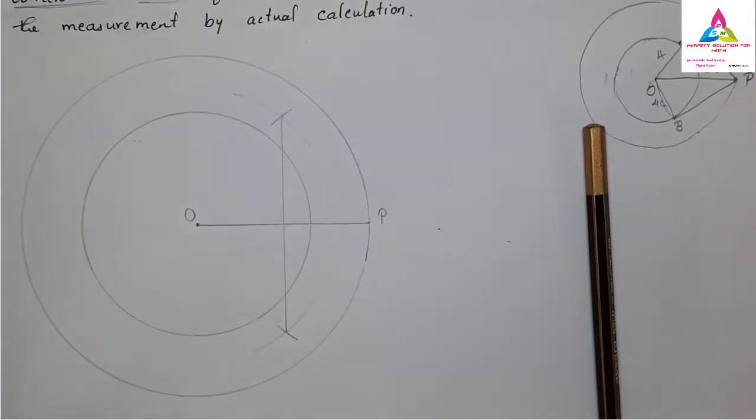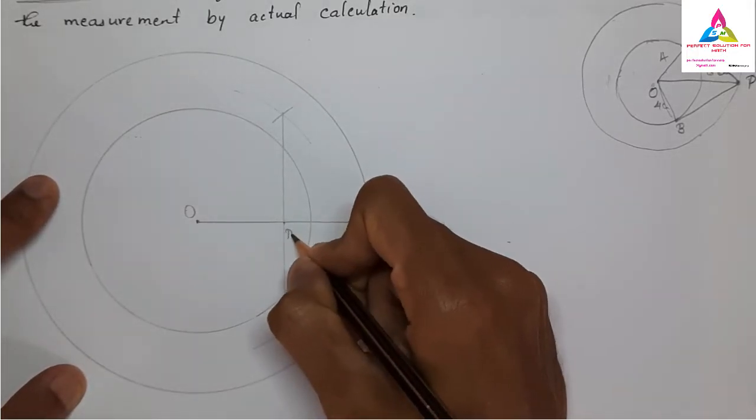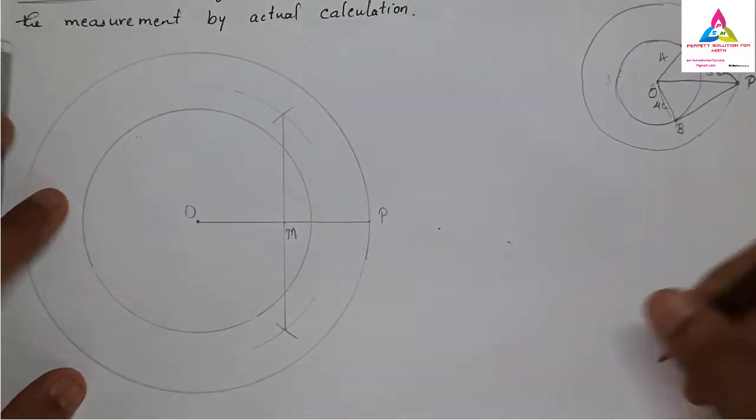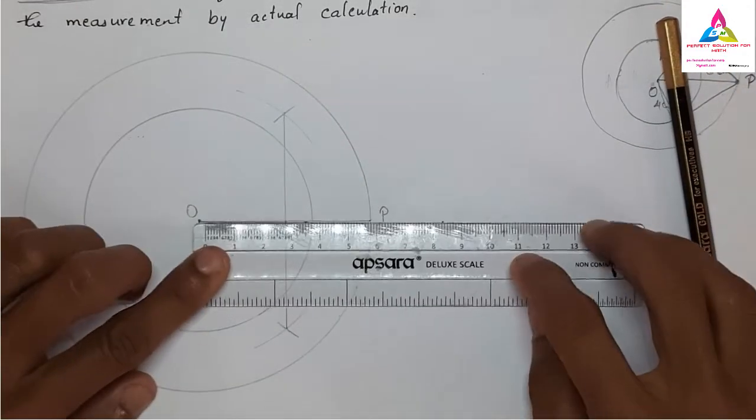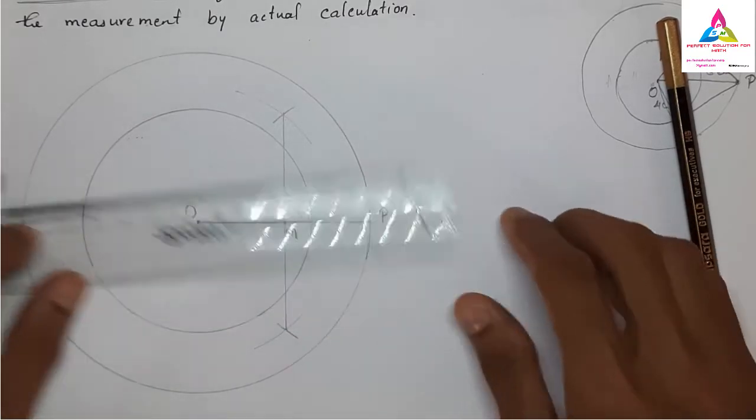It will join the line and it is meeting at a point. That point is most important, M. M is the midpoint of OP. Just you can measure it: OM is 3 centimeter and MP is 3 centimeter. 3 centimeter and 3 centimeter is the same measurement.